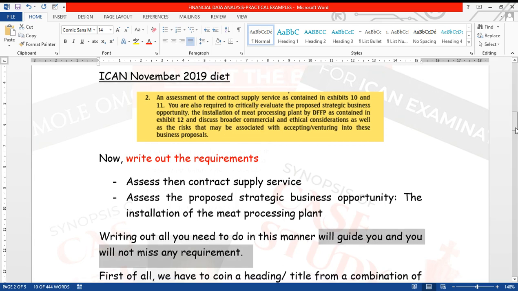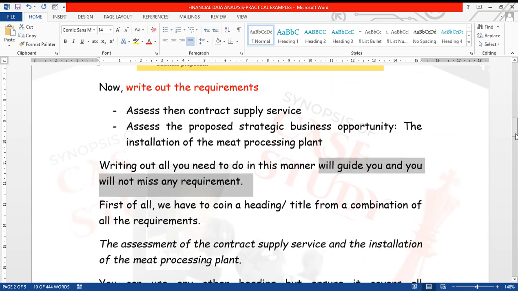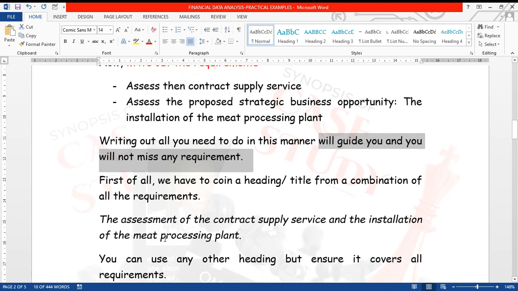So that's basically the reason why you're writing out the requirements. Nobody's going to mark it. It's just basically for you. So first of all, we have to coin a heading.